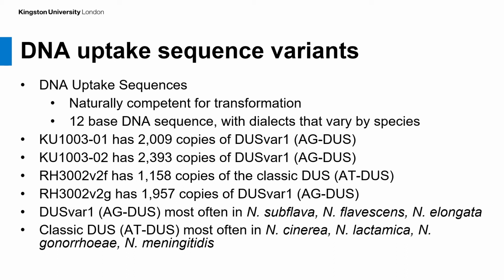And we found that the DUS1, which is most often seen in subflava, flavescens and elongata Neisseria, was found in 3 of our isolates. And the classic DUS, which is most often found in Neisseria cinerea, was found in the isolate that had already been identified as cinerea from the microbiological test. So this was all adding to our body of evidence for these isolates.